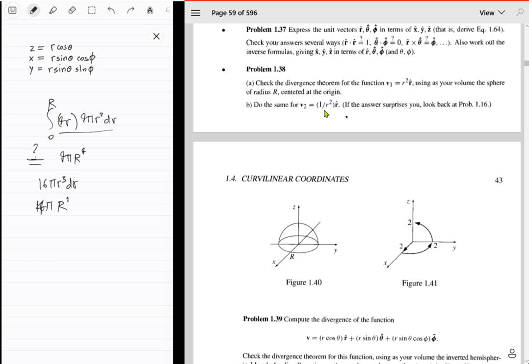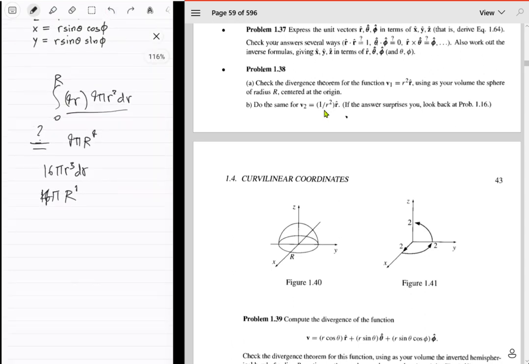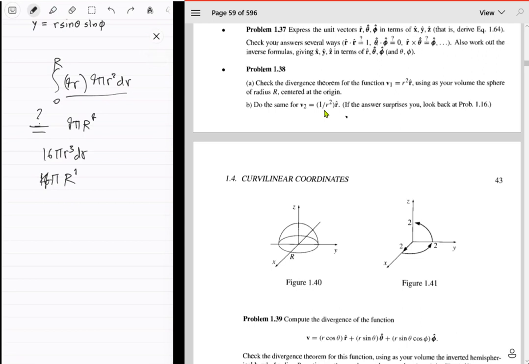Do the same for v2, which is 1 upon r squared. Once again, what's the divergence in this case? 2u_r upon r is 2 upon r cubed, and then the differentiation gives minus 2 upon r cubed. That's 0. I know where this is heading. It's once again representing the field from a point charge. It's discontinuous at the origin, so the divergence does not make sense near the origin. How do you expect to integrate this thing? I don't know. How am I supposed to do this?